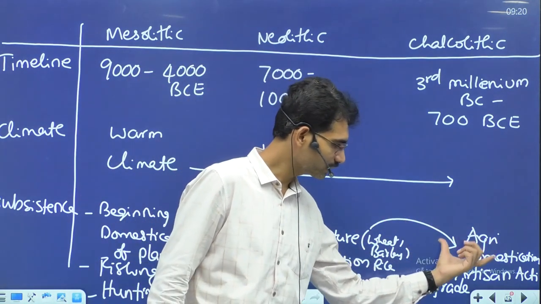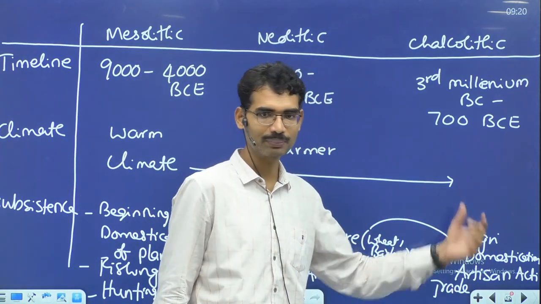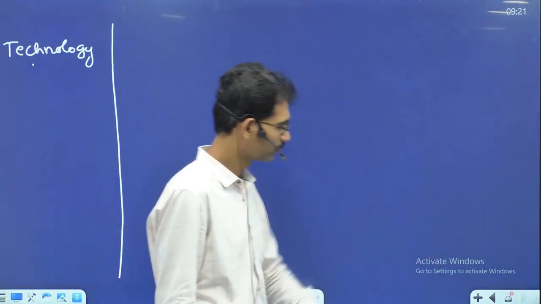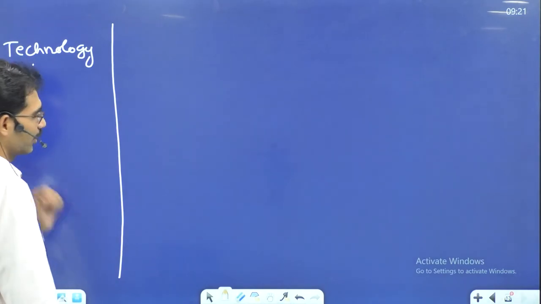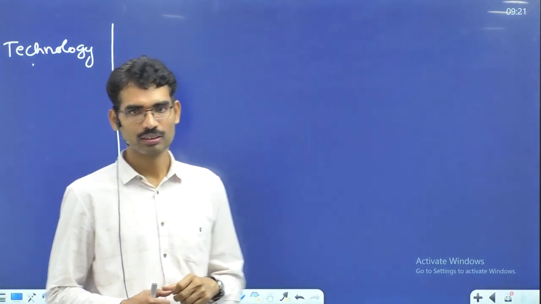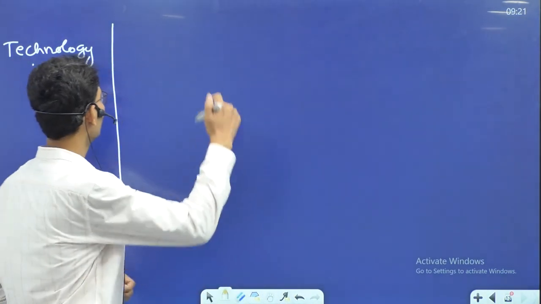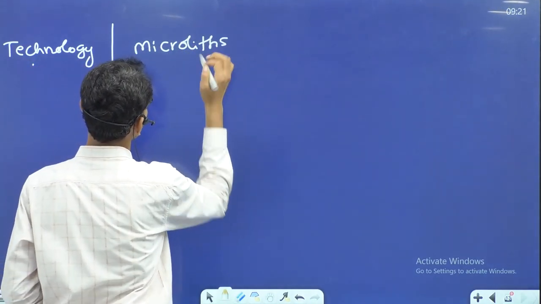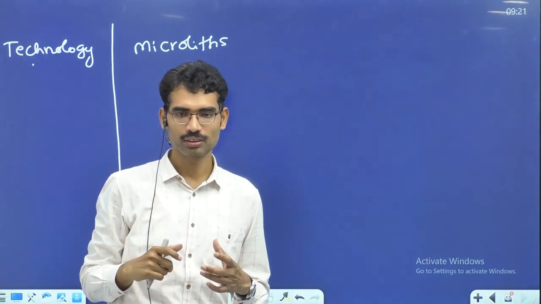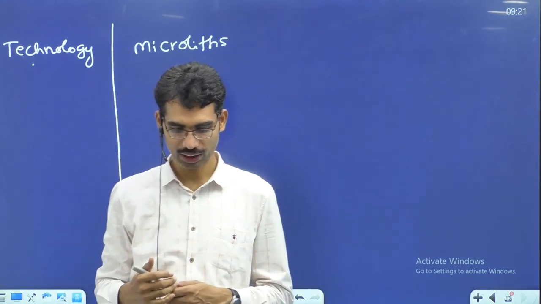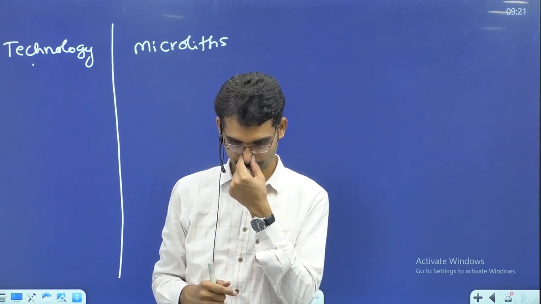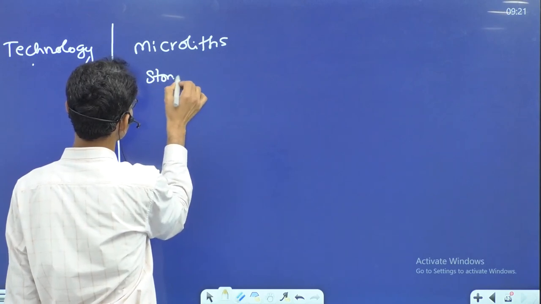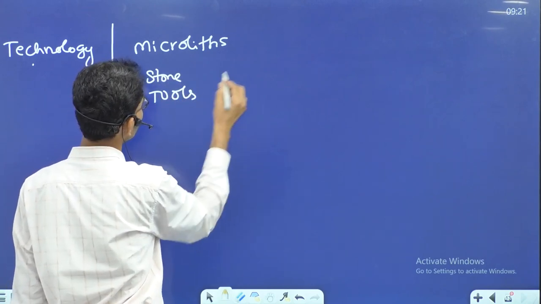Even in the historic period, these are similar kinds of subsistence patterns. Technology. When it comes to Mesolithic, they utilized microliths, small stone tools, for their subsistence pattern.